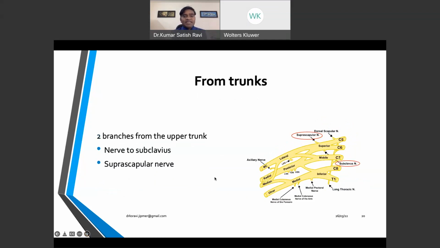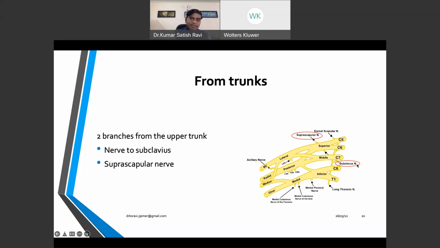Now, when we see the branches from the trunks, there are two branches from the trunks. You can appreciate in this diagram. This is the upper trunk over here, or the superior trunk. From the superior trunk, we have two branches. One is the nerve to subclavius, and another is the suprascapular nerve. So in this diagram, you can appreciate over here this is the suprascapular nerve, and inferiorly you can appreciate this is the nerve to subclavius.